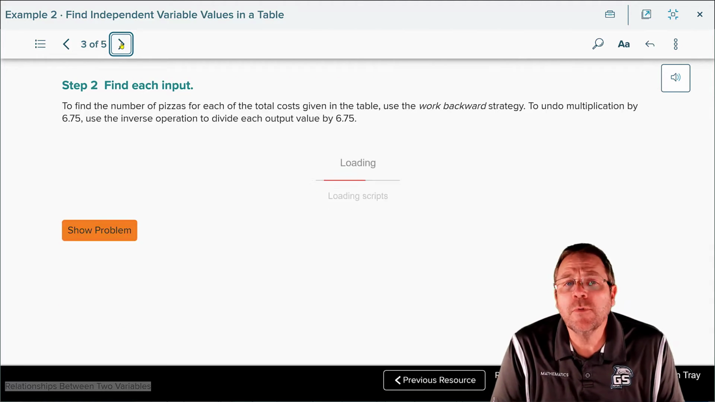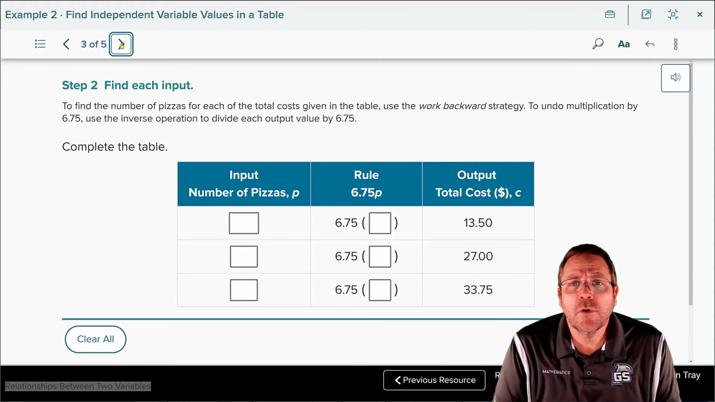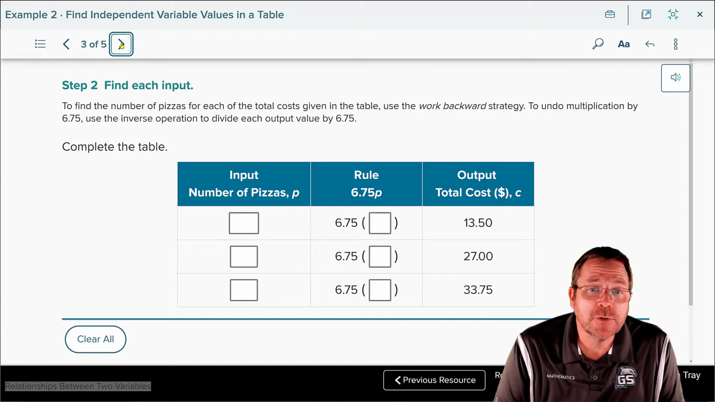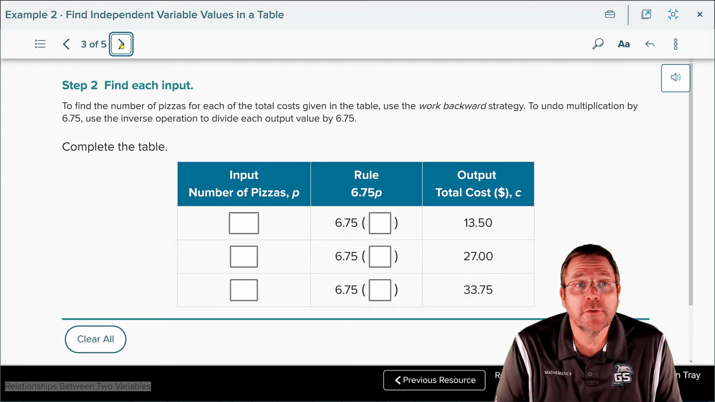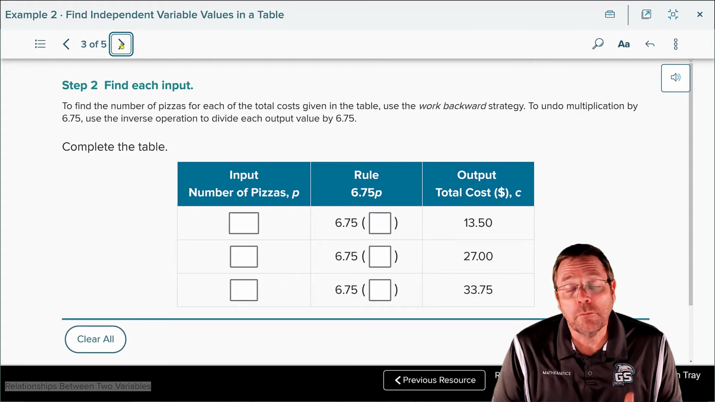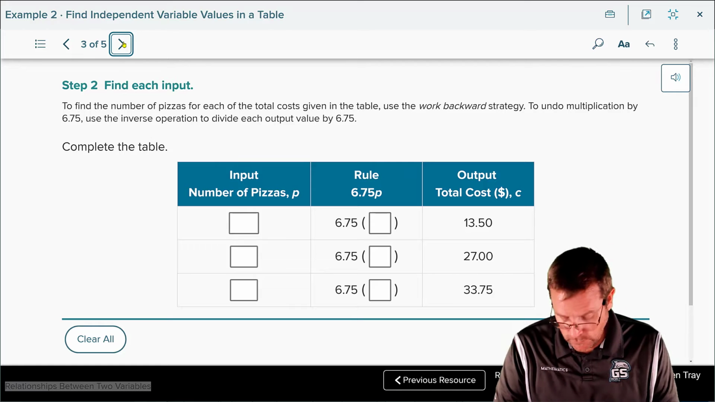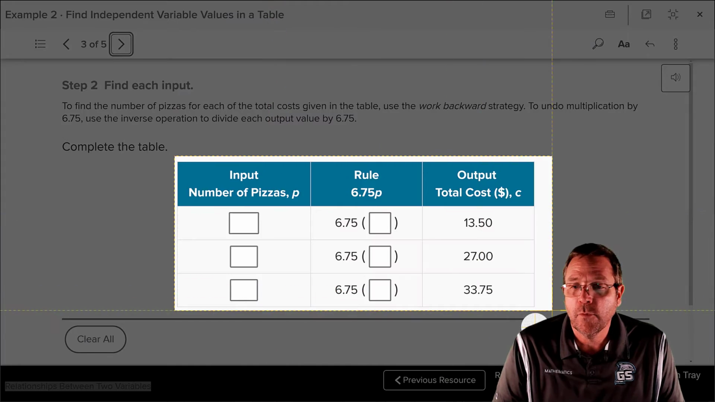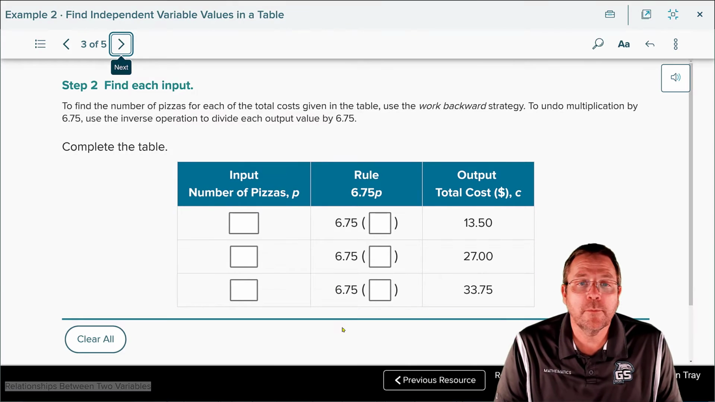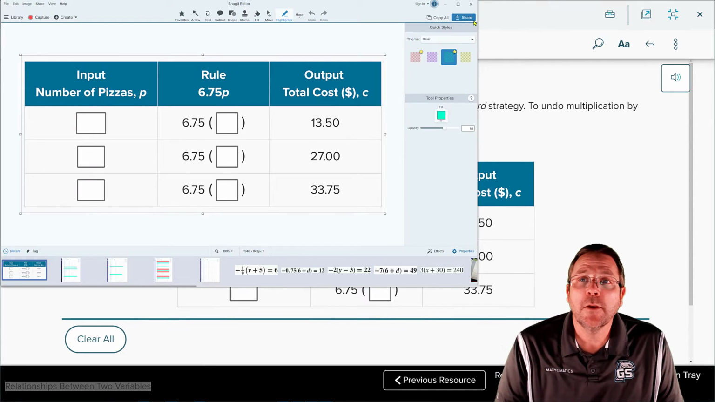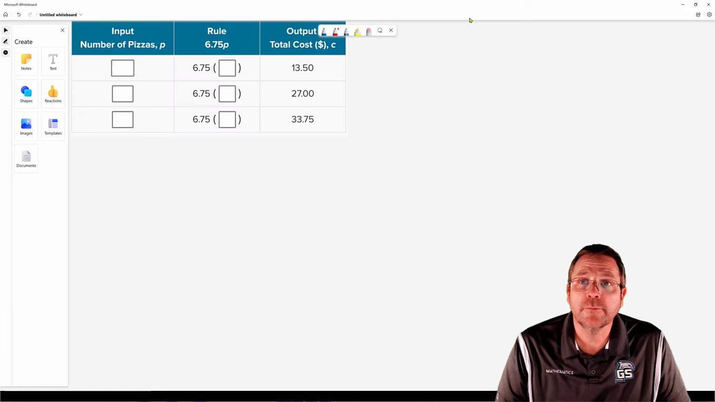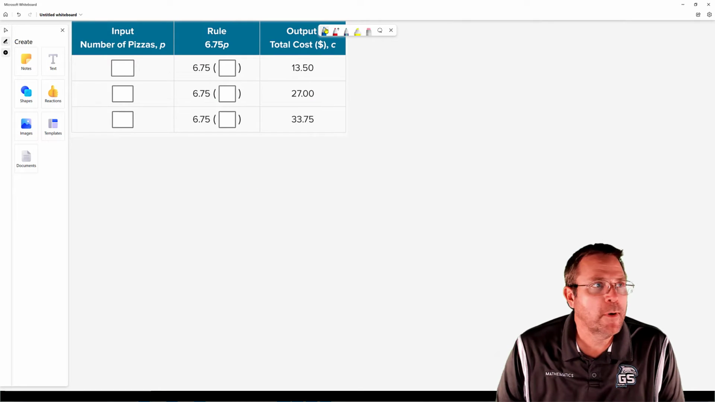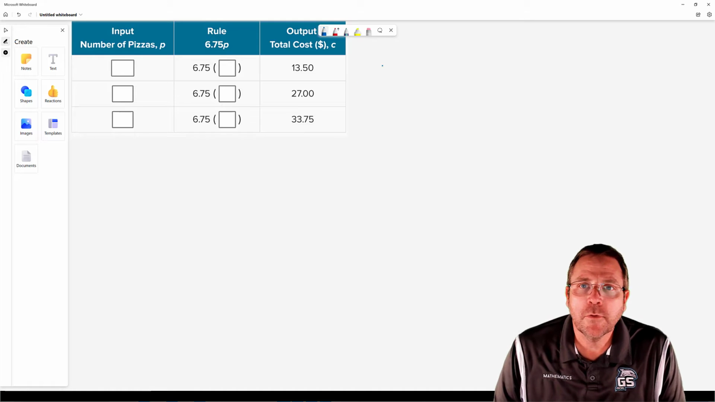Let's move to the next screen. To find the number of pizzas for each total cost given, we're going to use the work backwards strategy, otherwise known as undo multiplication by dividing both sides by the $6.75, also known as using an inverse operation. So what I'm going to do is take a screenshot of this table, and I'm going to post that over on my place where I can do my scratch work, and then we are going to work the problems together. The first thing I need to do is write my formula.